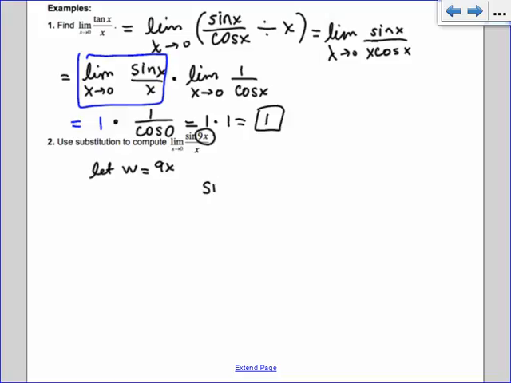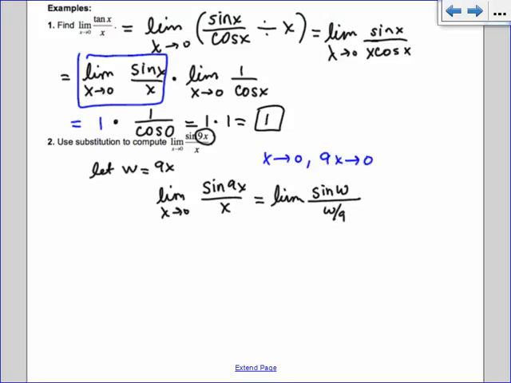So what we really have, instead of sine of 9x over x, is sine of w over... how do I replace x? What do I replace it with? w over 9, exactly. But I don't want to have the limit as x goes to 0. Let's think about it. If x goes to 0, doesn't 9x go to 0? That means w goes to 0. So I'm going to replace x goes to 0 with w goes to 0, because if x is going to 0, then 9 times x is also going to 0.